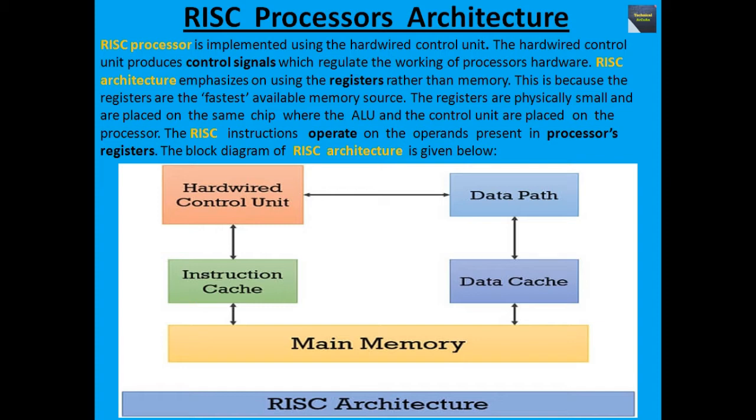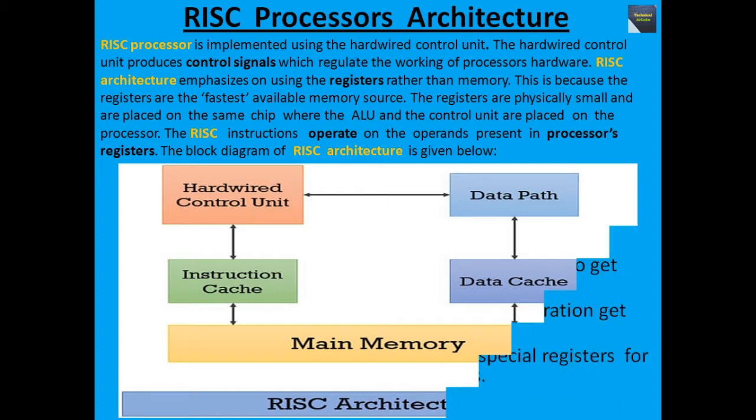The RISC instructions operate on the operands present in the processor's registers. The following block diagram shows the RISC architecture. RISC reduces the cycles per instruction at the cost of the number of instructions per program.